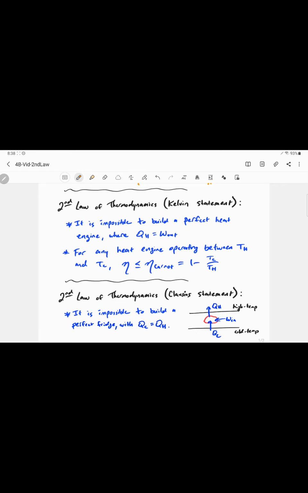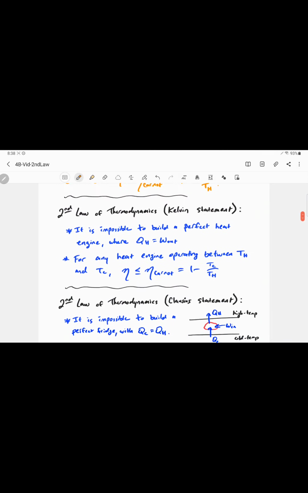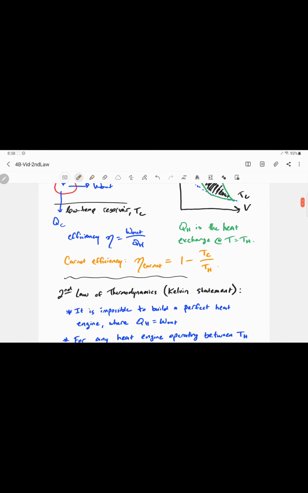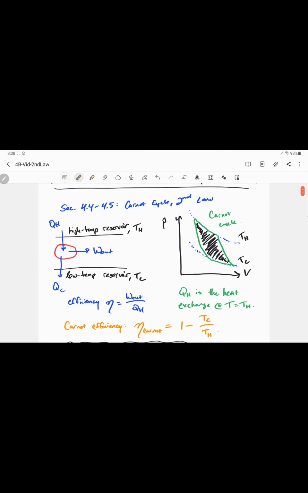So building a fridge requires you to plug it in. It's not going to work unless you provide some energy input as well. And then there's also a statement analogous to the second one: the best possible fridge operating between two temperatures is a Carnot cycle. A fridge is very similar on a PV diagram, except it's going to be going in the opposite direction. So a fridge is going to go this way around the Carnot cycle.